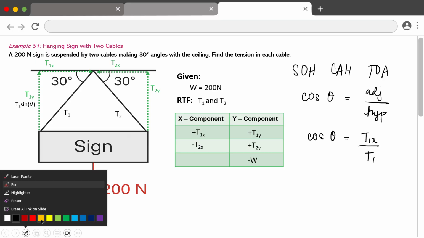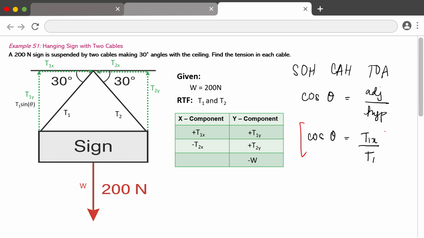Doing the same process as before, if we multiply both sides by T1, then we find that T1x is simply equal to T1 cosine theta. So we have this equation that allows us to represent T1x, the x component of T1, in terms of T1 itself. T1x is equal to T1 cosine theta. We expressed T1y and T1x in terms of just one variable and the angle, which is theta.